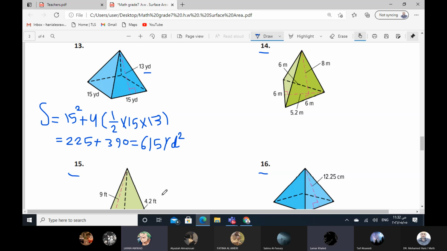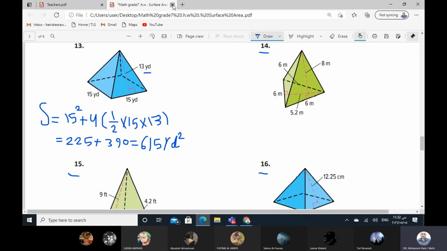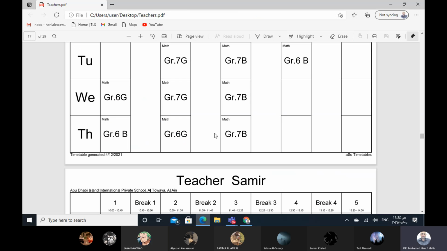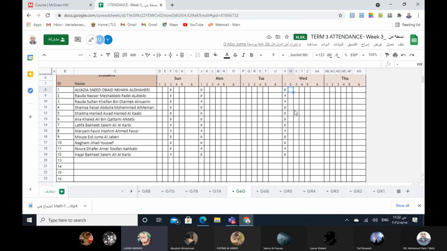No question. Let us take attendance, then you can leave. Mister, in pyramids, do you always put squared? No, we have a square in the base, or we can have an equilateral triangle.